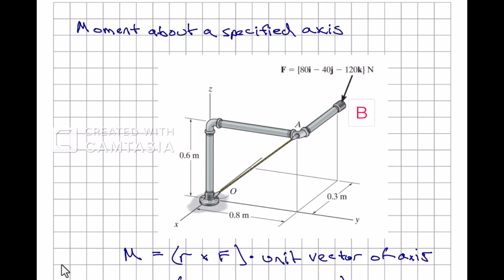So let's go ahead and solve for this. That's what I want you to try to do. So go ahead, you know what r is. Again, we're going from A to B, okay? And again, that's not the unit vector, that's the position vector from A to B. And then the force is given right here as 80i minus 40j minus 120k newtons. So you've got that. And now all you have to do is figure out the unit vector from O to A. So go ahead and pause the video and perform those calculations. First, perform the calculations for the moment and the unit vector, and then we'll look at that.